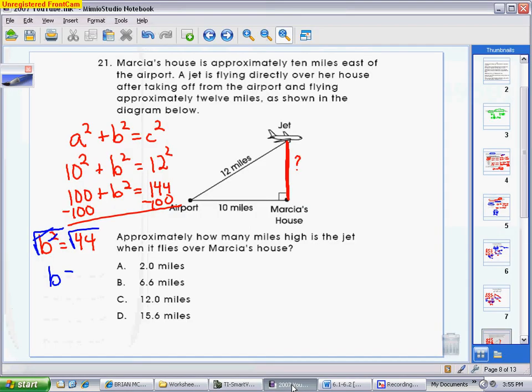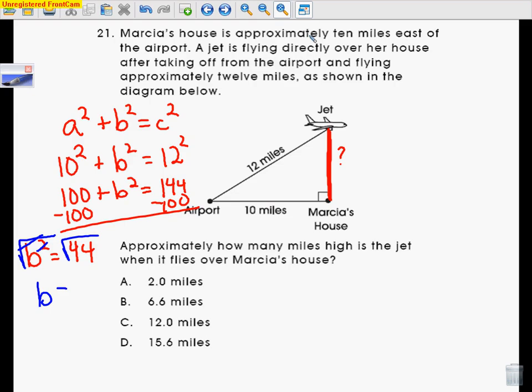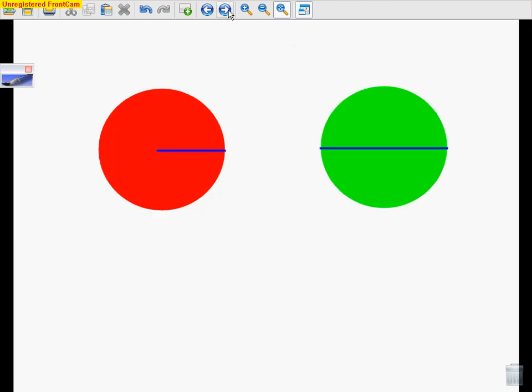So we get b equals approximately 6.6. And what do you know? That's b, 6.6. All right, there we go. Let's keep going. Before we go on, let's talk about some parts of a circle.